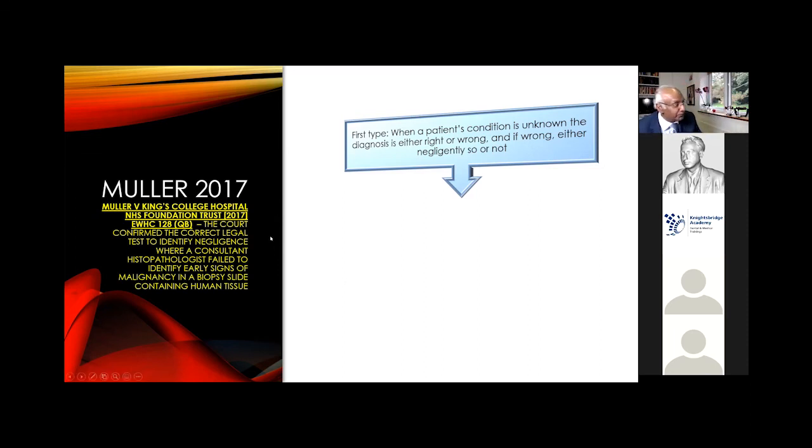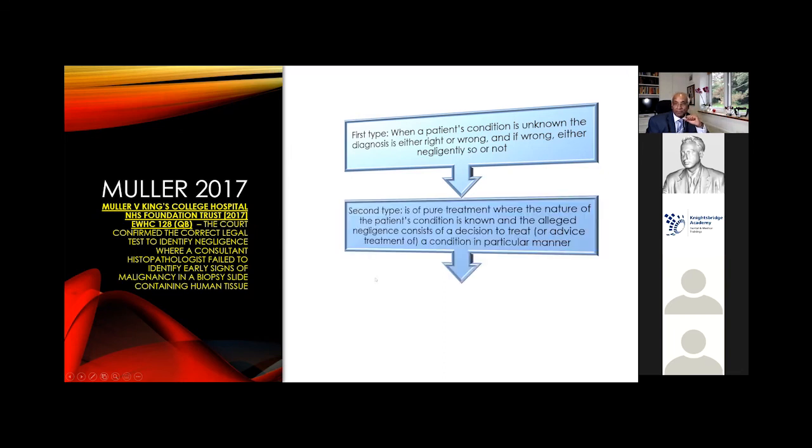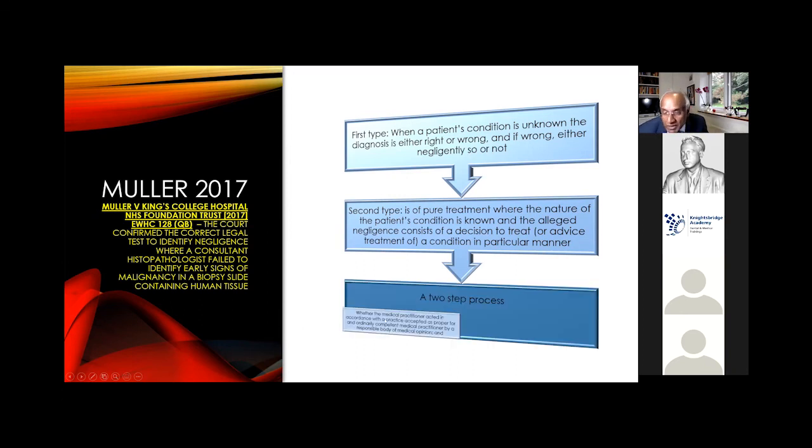Double jeopardy. So the first type is when a patient's condition is unknown and the diagnosis is either right or wrong. If wrong, is it negligently so or not? And this was to do with some histological work that was done. The second type is a pure treatment where the nature of the patient's condition is known and the alleged negligence consists of a decision to treat or advise treatment of the condition in a particular manner. In other words, it's a 2-step process now.